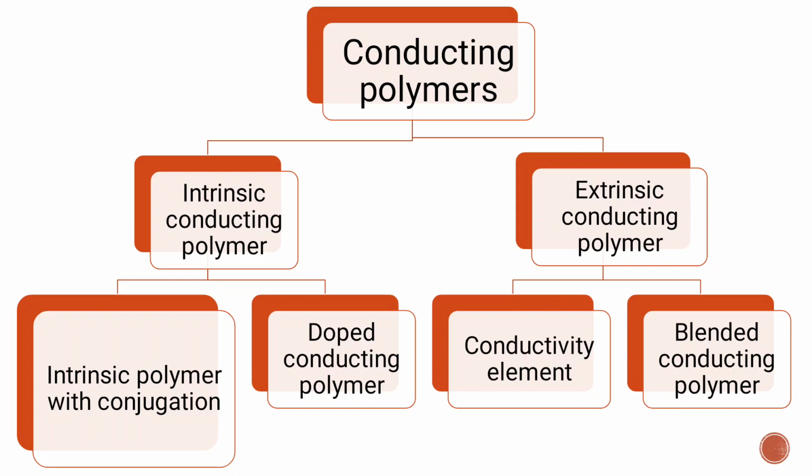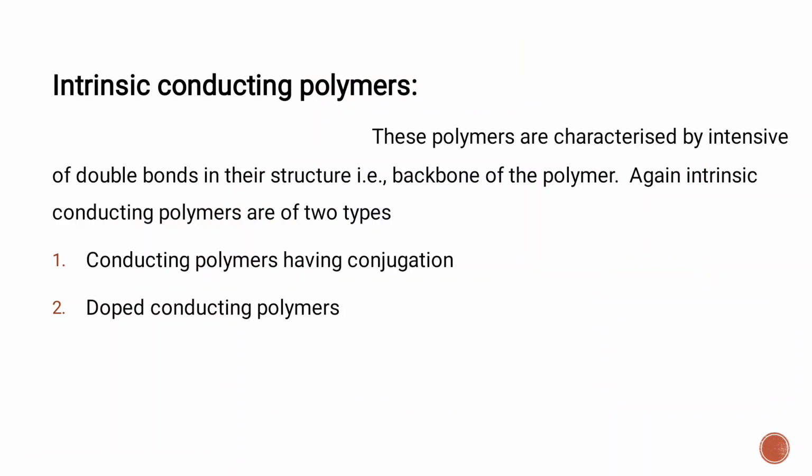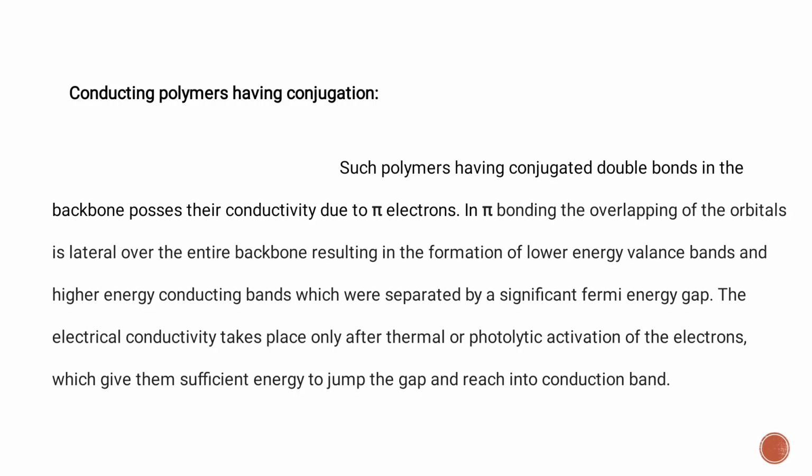The intrinsic conducting polymers are again classified into intrinsic polymers with conjugation and doped conducting polymers. The extrinsic conducting polymers are classified into conductive element filled polymers and blended conducting polymers. The intrinsic conducting polymers are characterized by the presence of double bonds in their structure, that is, the backbone of the polymer. One of the subclassifications is conducting polymer having conjugation.